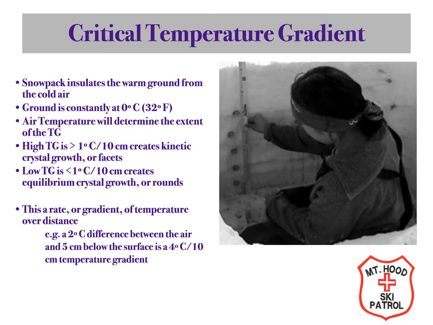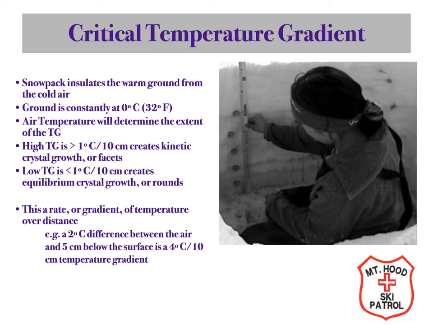As an example, if we have a 2 degree C difference between the air and a layer 5 centimeters below the surface, the gradient is 4 degrees C per 10 centimeters, well above the threshold for creation of facetted crystals. In general, the air temperature has much more of an impact on temperature gradient than the ground. The snowpack tends to insulate the ground, keeping it at a constant 0 degrees C, 32 degrees Fahrenheit temperature.